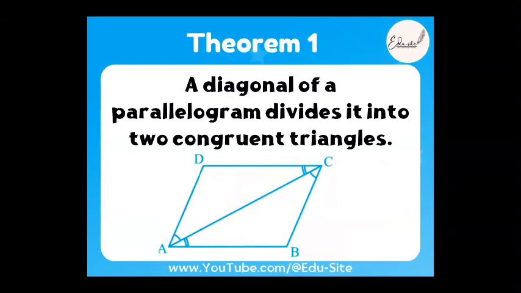So tell me the statement of this theorem, Laiba. The diagonal of a parallelogram divides the parallelogram into two congruent triangles. Correct? Yes, Alhamdulillah. This was the first theorem. Which is the second theorem, Laiba? In a parallelogram, opposite sides are equal. This side is equal to this side, and this side is equal to this side. Correct or wrong?